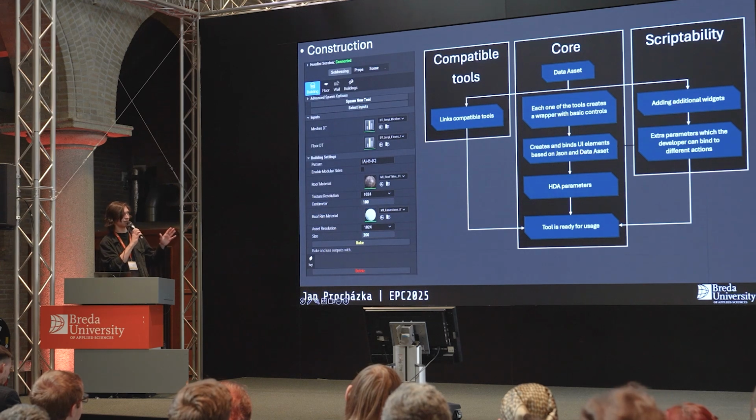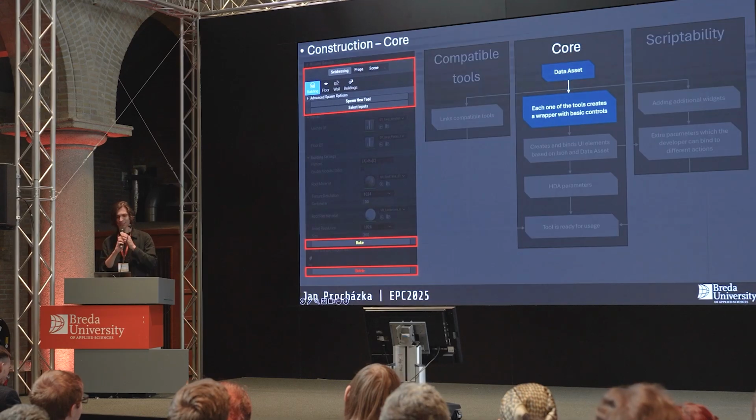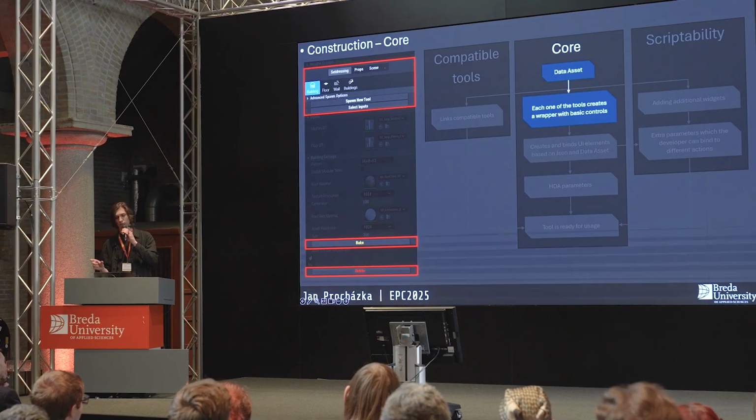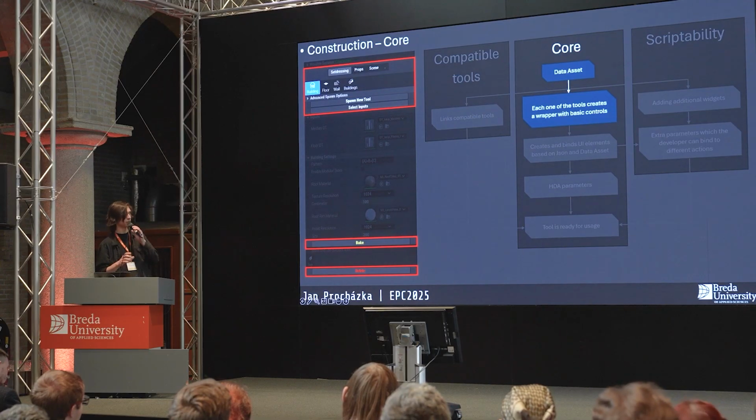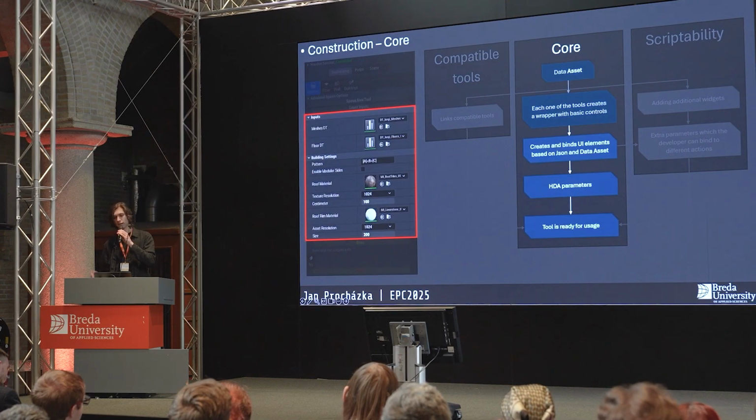Now I'll go over how the individual tools get constructed. So based on the created data asset, the toolkit assigns a tool into the correct category and creates a button for that tool. Then it creates a wrapper with basic controls like spawn, update, bake, and delete. Inside of this wrapper, it creates appropriate parameter and input UI. And at this point, the toolkit is done deploying the tool.